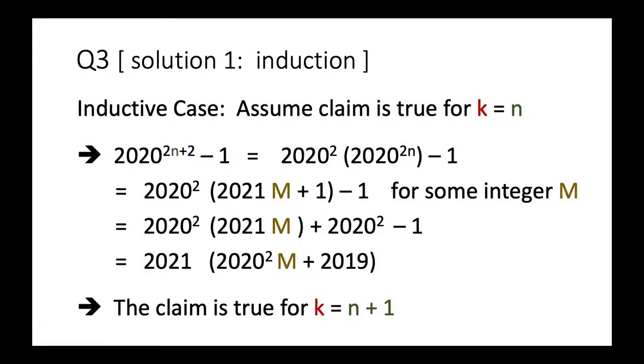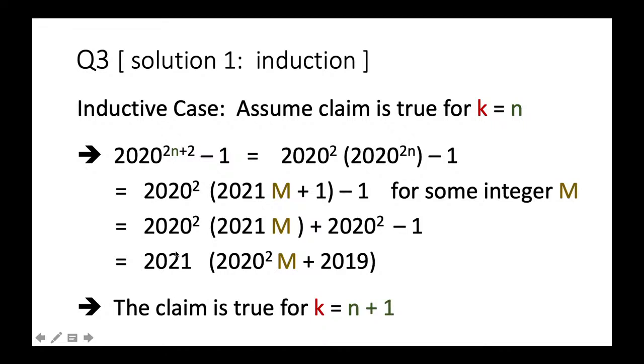And now we can use algebra. So we have 2020 squared multiplied with this one plus 2020 squared multiplied with 1 and then minus 1. So the first part is 2021 multiplied with 2020 squared multiplied with m. And the second part is 2021 multiplied with 2019, whatever, an integer. Okay, so we see that the whole thing is divisible by 2021.